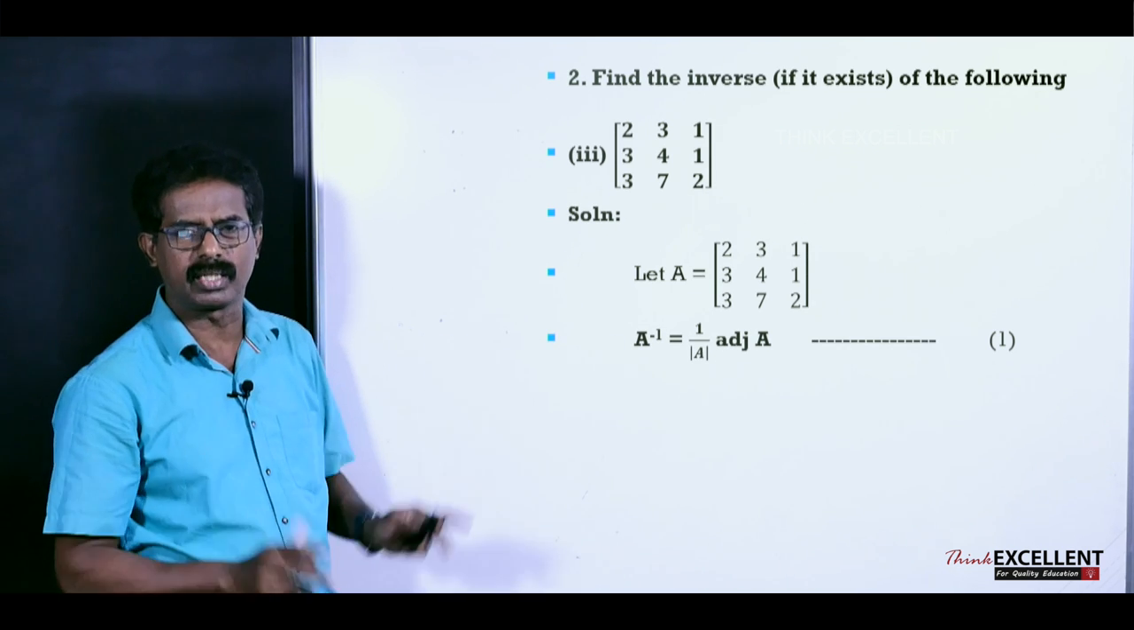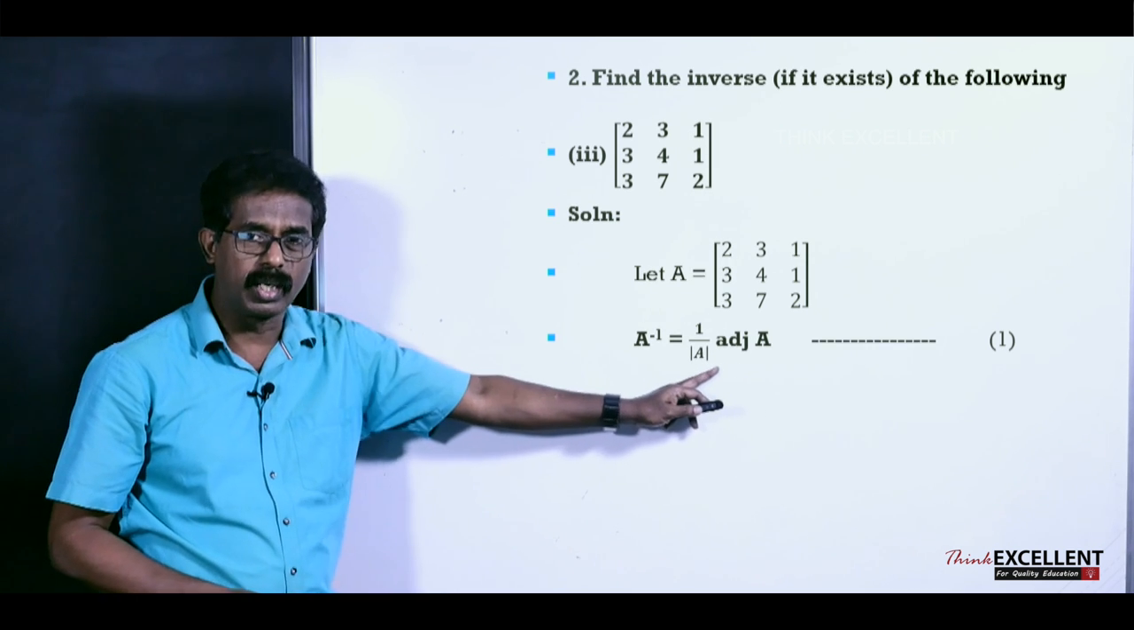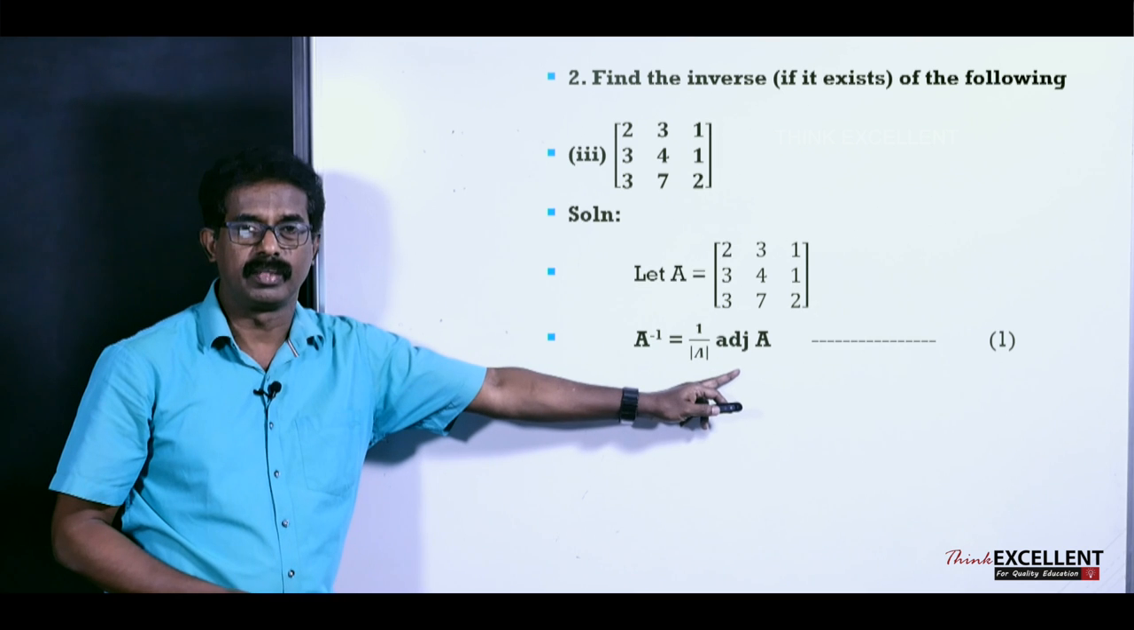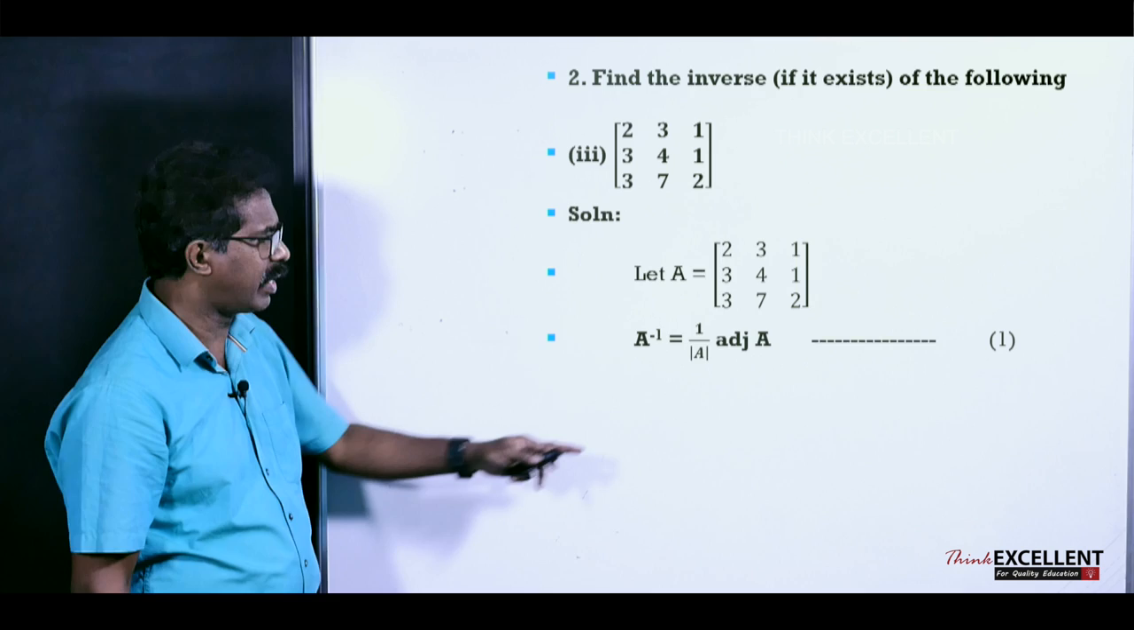Now two things you need. What are the two things you need? You need determinant A, and also you find adjoint A. Which is easy to find? Determinant A. Some students, what they do is, they find adjoint A first.